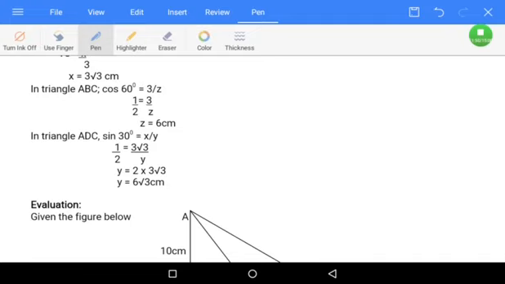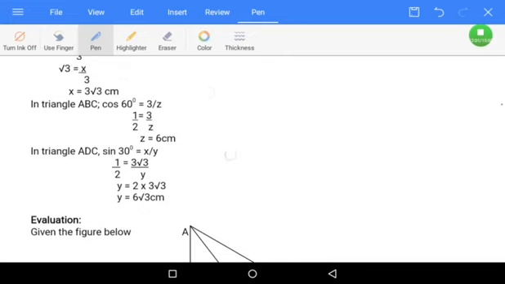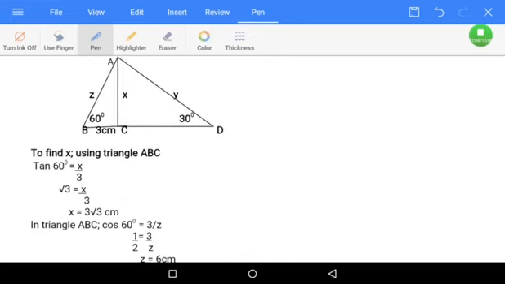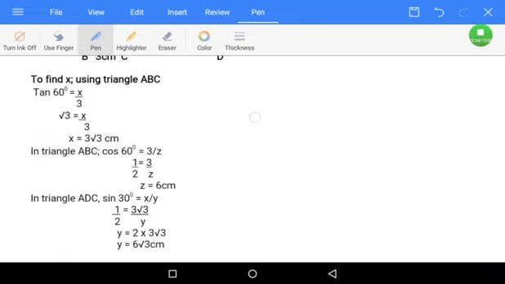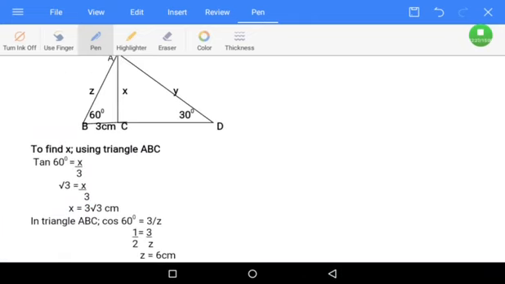The last is to find y. So how do we find y? Look at this. Don't forget that we already have x, so we can find y. We can use this angle here. What trig ratio is combining x and y to 30 degrees? X is opposite, and y is the hypotenuse. So sin 30 is opposite over hypotenuse. And what is our x? Don't forget, we got our x to be 3 root 3. So we say sin 30 is 3 root 3 over y.